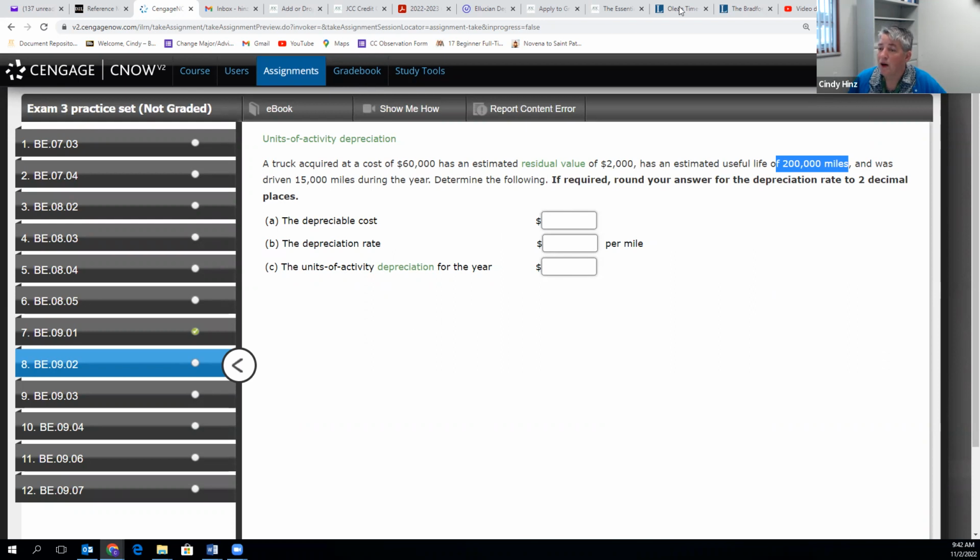So the depreciable cost is calculated exactly the same way as it was in the previous exercise. We start with our historical cost of, in this case, $60,000. We subtract from that the residual value, and I can label that letter A. So for this truck, the original value of the truck, $60,000, minus the $2,000 we think it will be worth when we're done using it, we're going to use up or record as expense $58,000 worth of that truck.